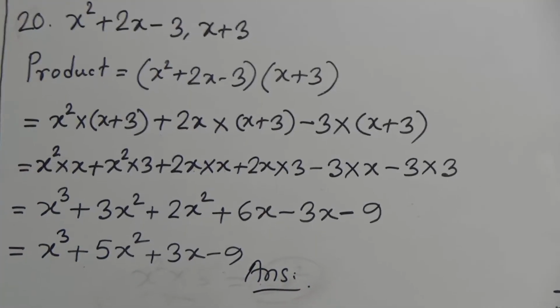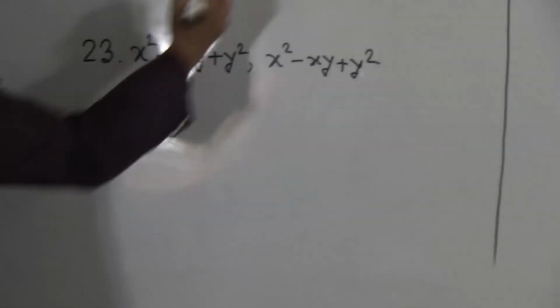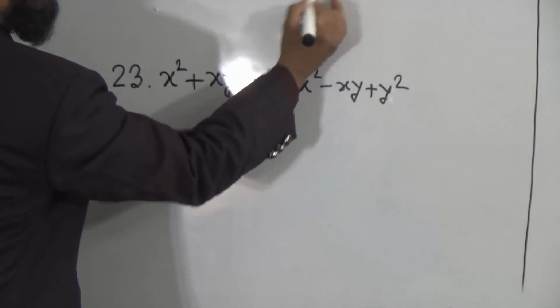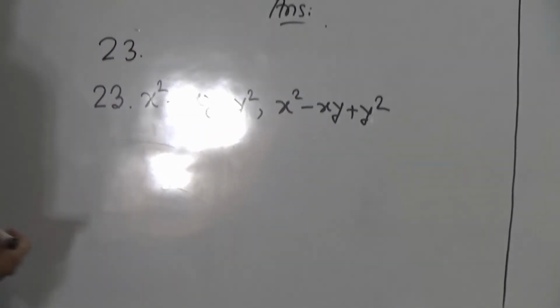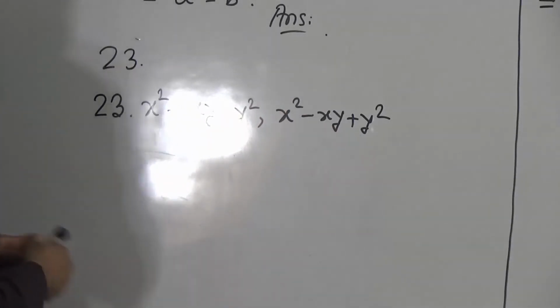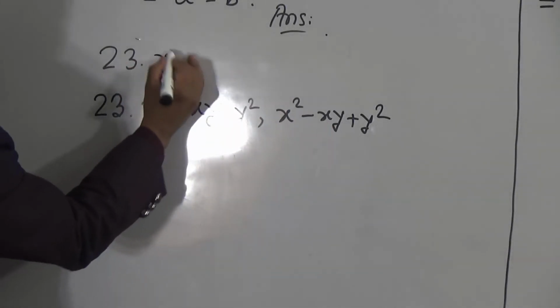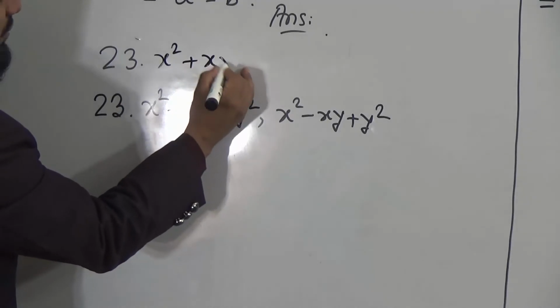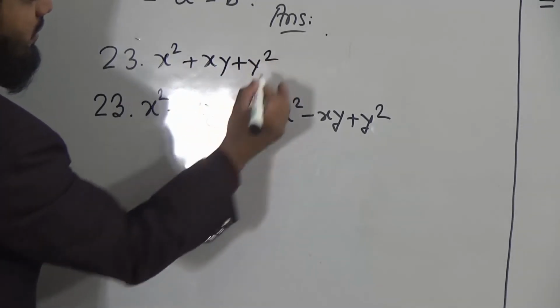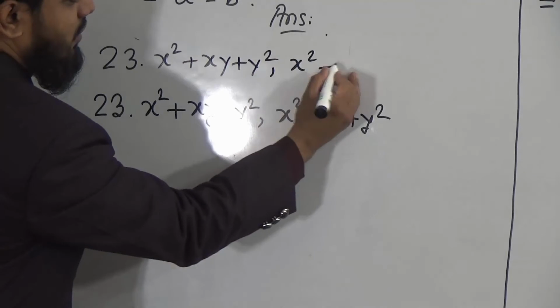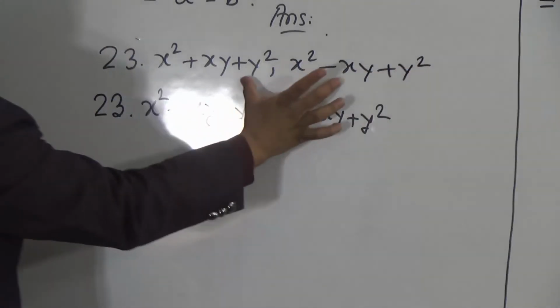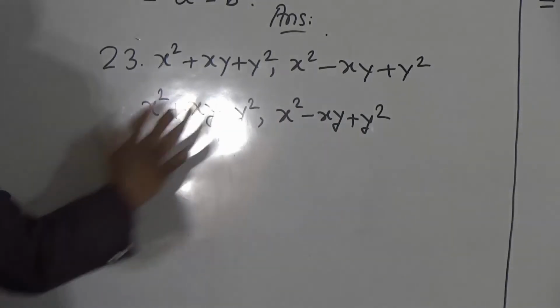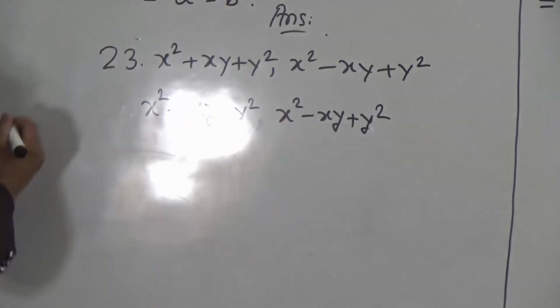Now I am going to solve the last one. The last one is number 23 today. I forgot to write down the number, so I am writing 23 again because it's a big problem. It's x square plus xy plus y square and x square minus xy plus y square. We need to multiply these two expressions. So the product will be how much?